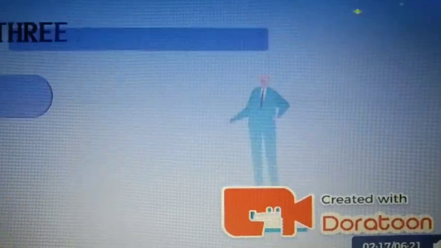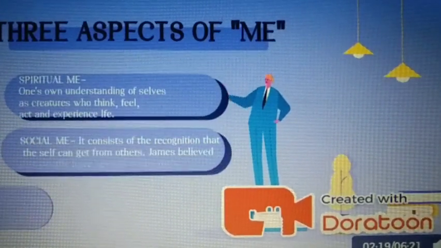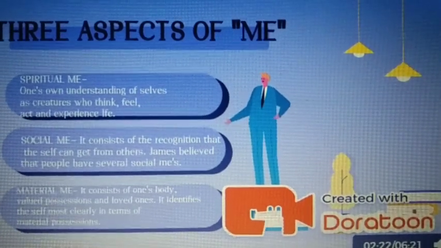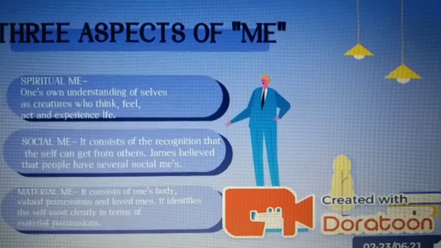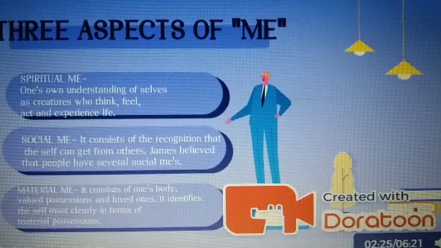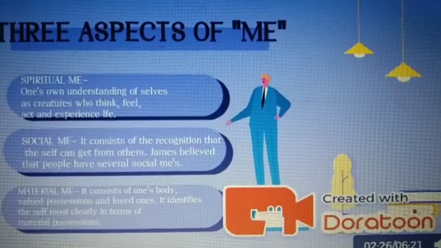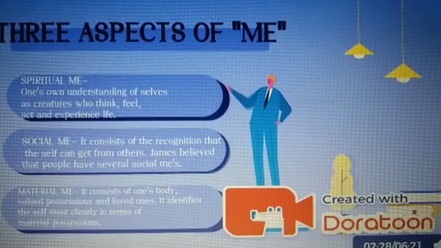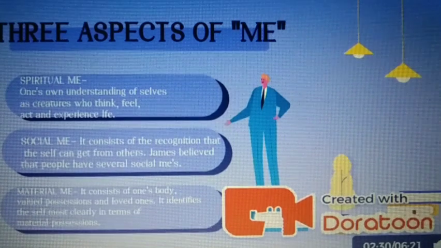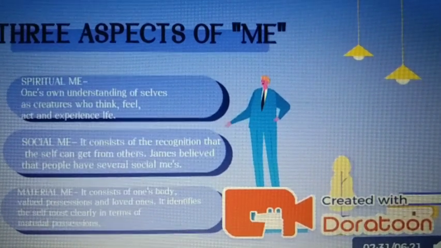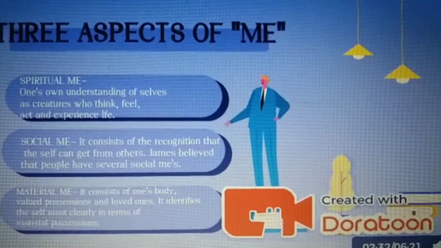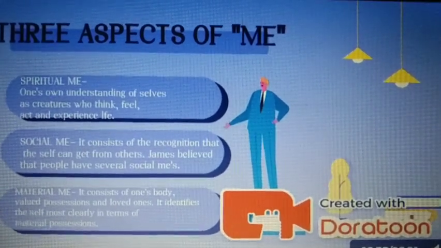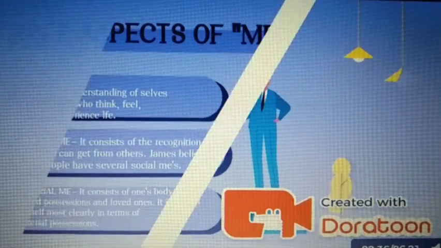Next is the three aspects of me. There are spiritual me, social me, and material me. For the spiritual me, one's own understanding of selves as creatures who think, feel, act, and experience in life. Next is social me. It consists of the recognition that the self can get from others. James believed that people have several social me's. And lastly, the material me. It consists of one's body, valued possessions, and loved ones. It identifies the self most clearly in terms of material possessions.